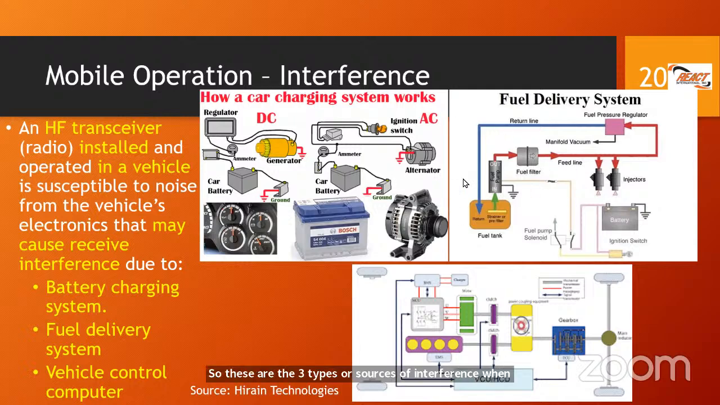So let's deal with the exam question. An HF transceiver that's installed and operated in a vehicle is susceptible to noise from the vehicle's electronics, and that may cause receive interference due to the following: battery charging system, that's what we just discussed here, the fuel delivery system, that's what we just discussed in this diagram, and also the vehicle control computer, sometimes called the brain box, which is what we discussed in this diagram here as well. So the exam question will say, what are some of the sources of interference on your vehicle mounted HF transceiver? It will give you these three options, and the answer will be all are correct: battery charging system, fuel delivery system, and vehicle control computer.